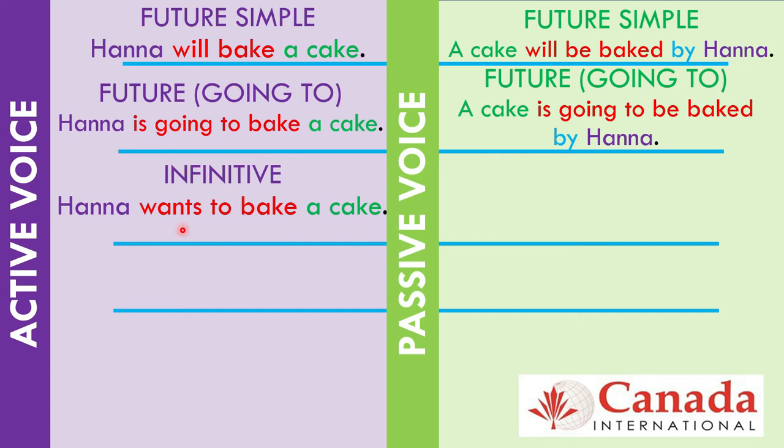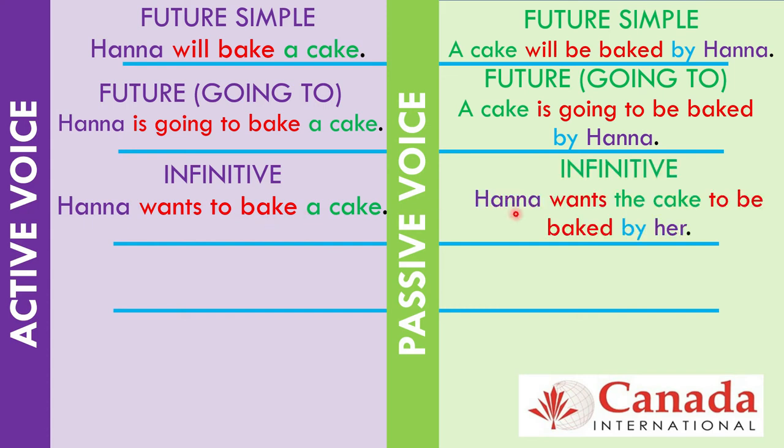Infinitive. Now this one changes a little bit. We have to pay attention. Hannah wants to bake a cake. That's the active voice. But in the passive, it's a bit different. Hannah wants the cake to be baked by her. So here we have the infinitive, if you think about it, of the verb to be. Baked would be the past participle of the main verb and by the person, okay? But this structure changes just a little bit. Hannah wants the cake to be baked by her.